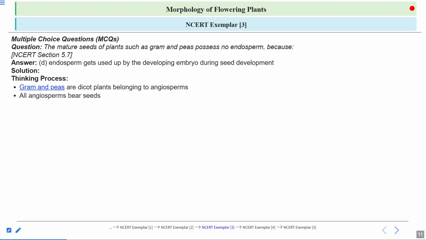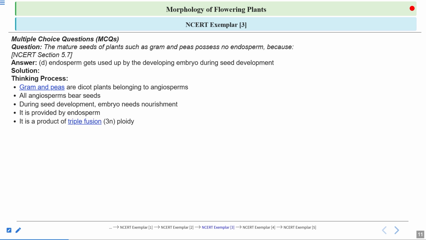All angiosperms bear seeds, and you all know that in every angiospermic flower there is a process of reproduction and they form the seeds inside the fruits. During seed development, the embryo needs nourishment, right? In the case of dicots, the embryo needs nourishment, so it is provided by the endosperm, right?